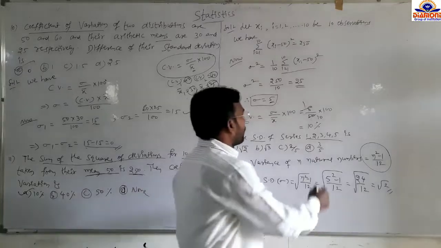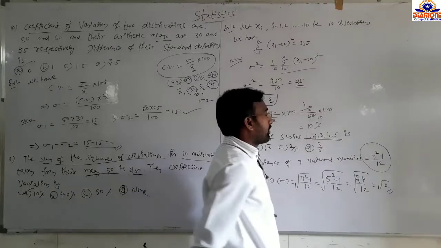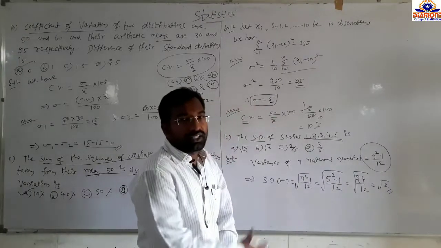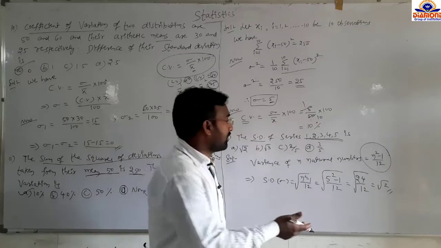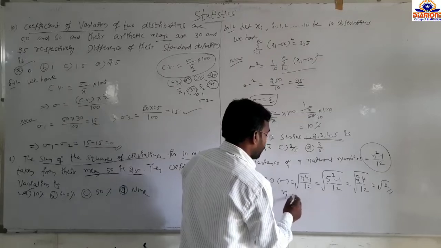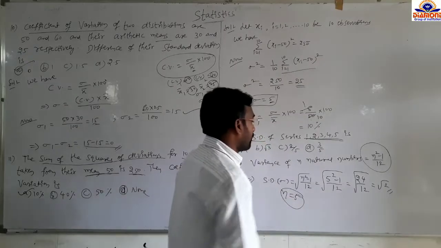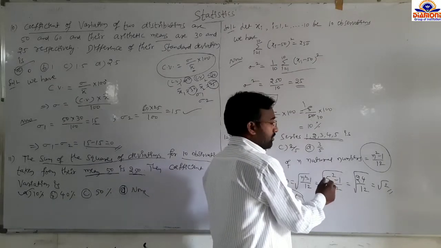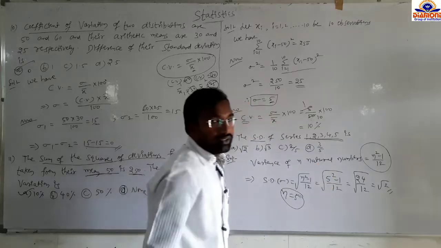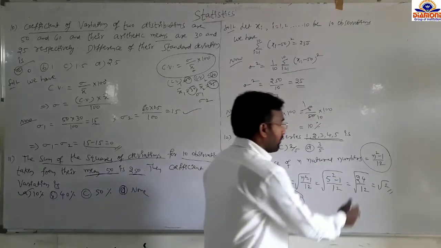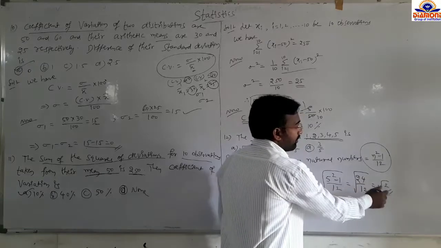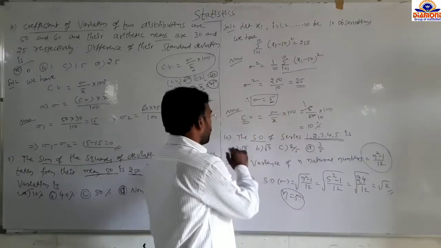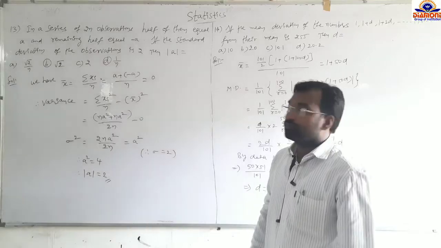So here, what is the given data? 1, 2, 3, 4, 5, serial numbers. So this indicates the first 5 natural numbers. First 5 natural numbers means substitute n value 5. What do you get? Under the root, 5 square minus 1 by 12. 5 square is 25, 25 minus 1 is 24. So under the root of 24 by 12. So 12 and 12 cancel, so the answer is root 2. So the option is A. Next problem.